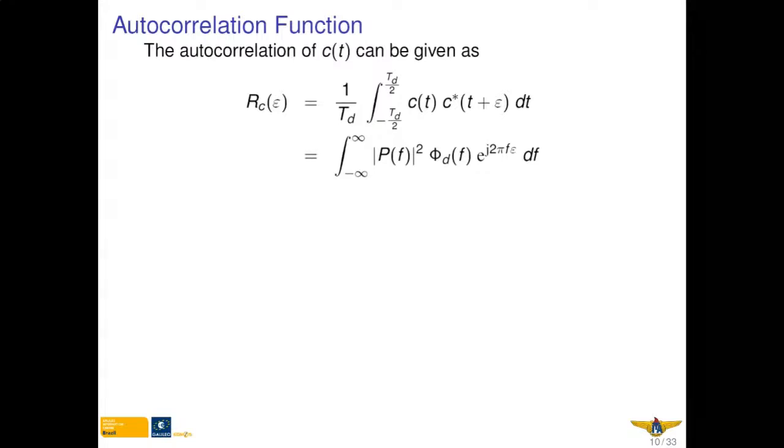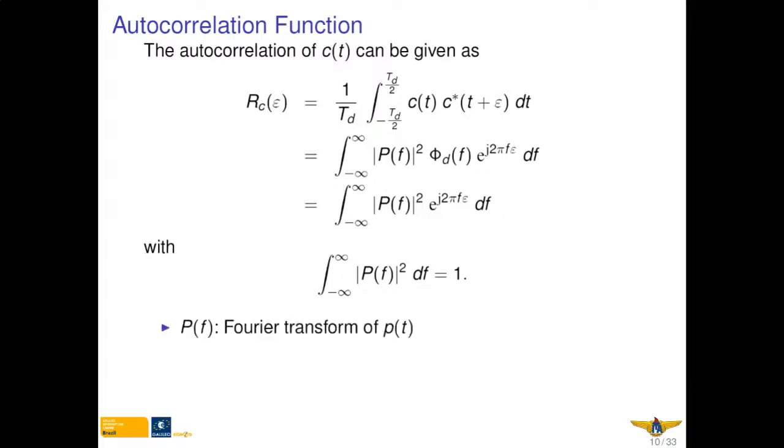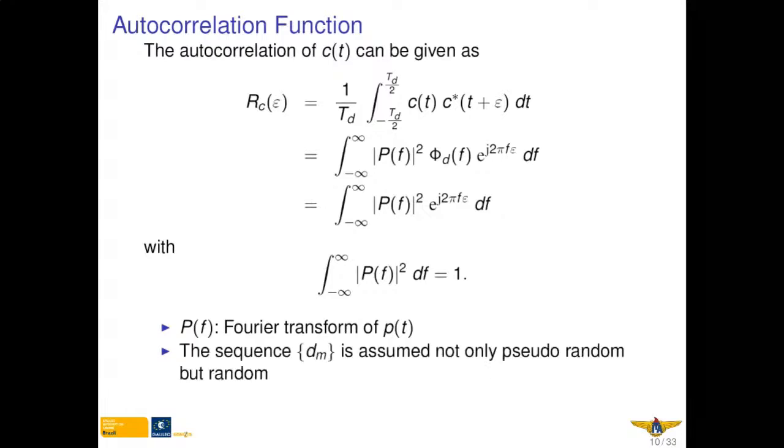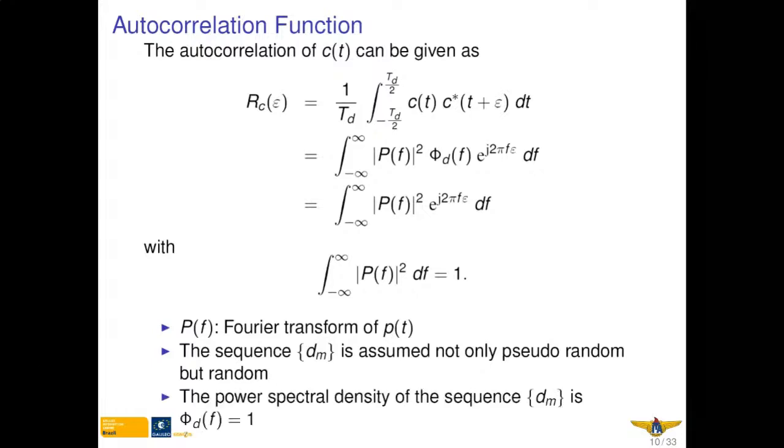If the sequence is not only pseudo-random but random, then we end up with this formulation, where the autocorrelation function of the code or the spreading sequence is only dependent on the power spectral density of the chip pulse shape. And we have assumed here that the chip pulse shape is normalized to 1. P(f) is the Fourier transform of the chip pulse shape. The sequence is assumed not only pseudo-random but random, and then the power spectral density is equal to 1. This will be important for the time delay estimation, which we will discuss later in this part.